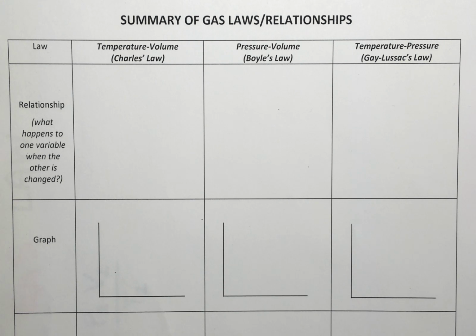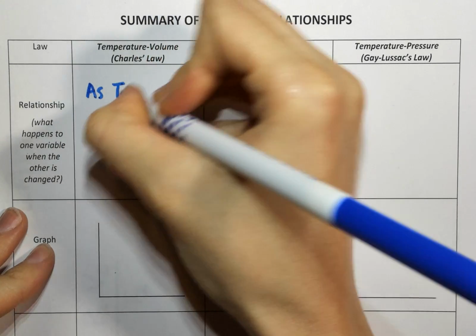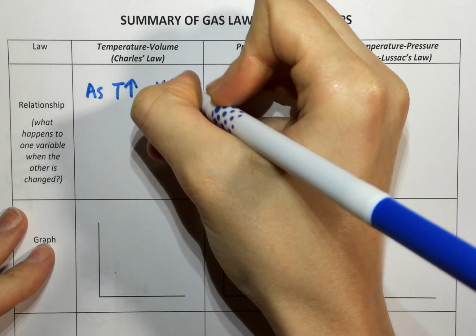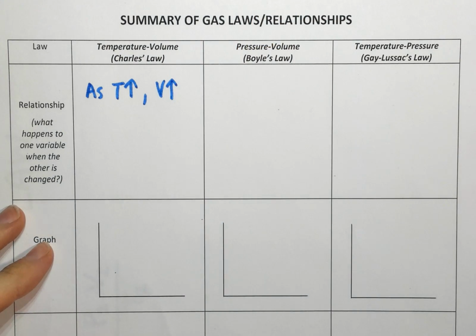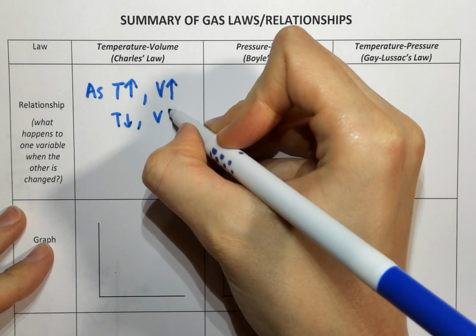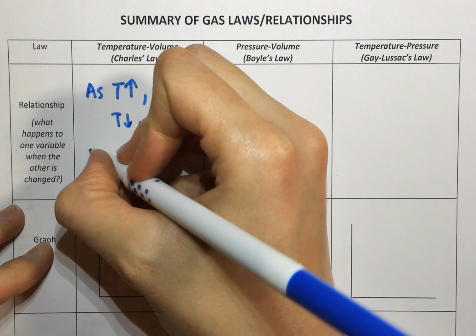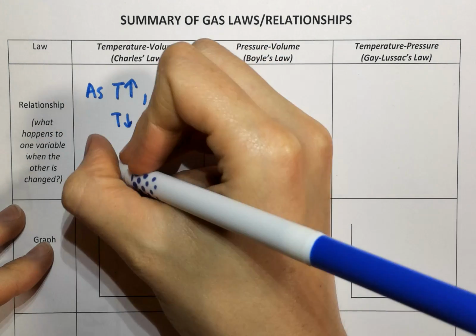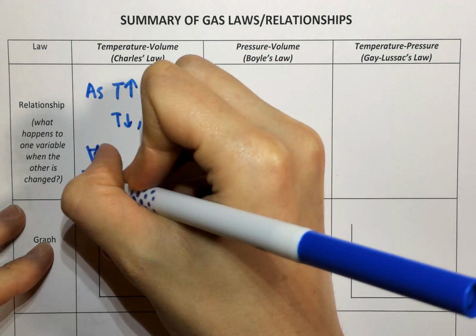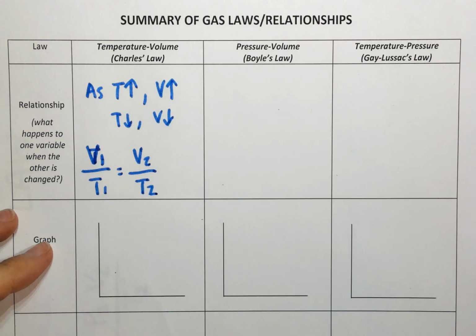It's the first one we looked at in class, and what we found was that as temperature increases, so does volume, right? And opposite, as temperature decreases, volume decreases. We had an equation that helped us predict exactly how much either of those variables might change, and that was V1 over T1 equals V2 over T2.